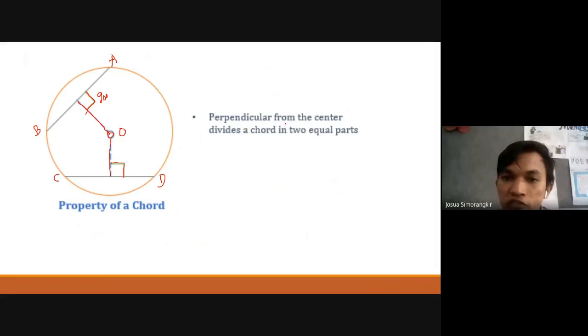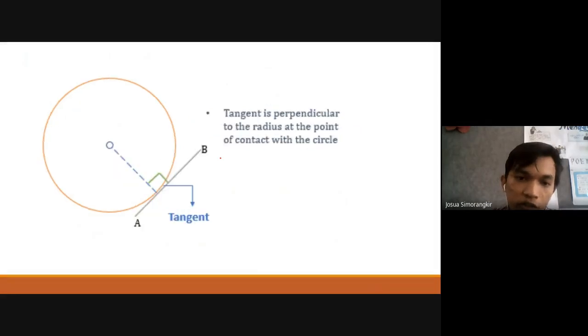So this is the definition: a perpendicular from the center divides a chord into two equal parts. Okay, I'll continue to another property, tangent.